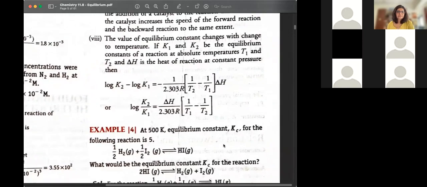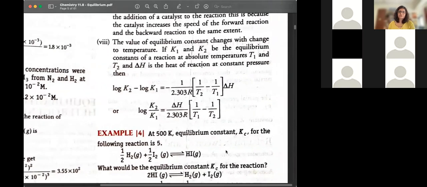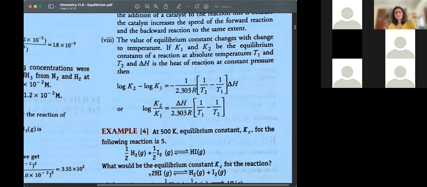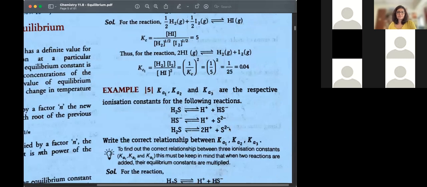Mm. Okay. This is the next numerical example with temperature. No, this is not temperature. Read the question, figure it out. At 500 Kelvin, equilibrium constant for this reaction is 5. Here, what would be the equilibrium constant for this reaction? So you can see that this has been modified. Oh, it has been reversed and also multiplied by some number. So 5 ka, you need to modify it to match this. Solve this.